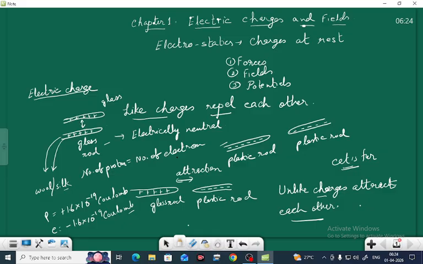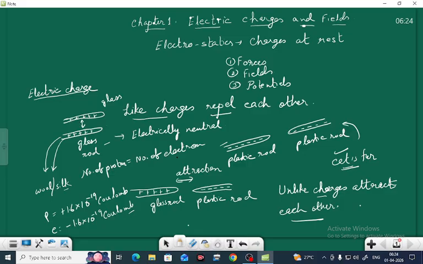The same way, in the case of a plastic rod, if we rub it with cat's fur, some electrons from the cat's fur go to the plastic rod. So the number of electrons increases in this plastic rod, and here there is a negative charge. So positive charge means loss of electrons and negative charge means gain of electrons. In this way, we can say that electrical charge arises.